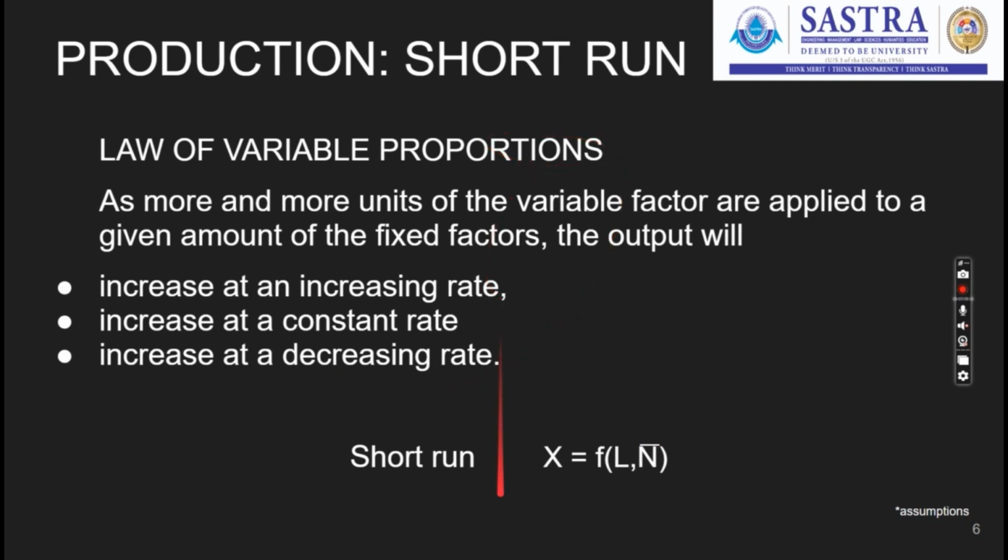Production in short run can be represented by this equation, where X output is written as a function of L labor and N bar. The bar here represents that it is the fixed variable. N represents land. So the land is a fixed variable here, and labor is a variable factor.